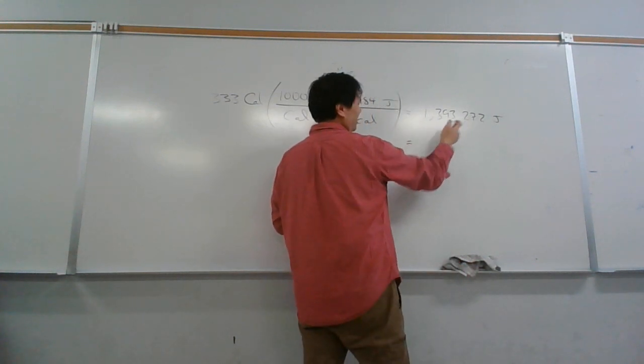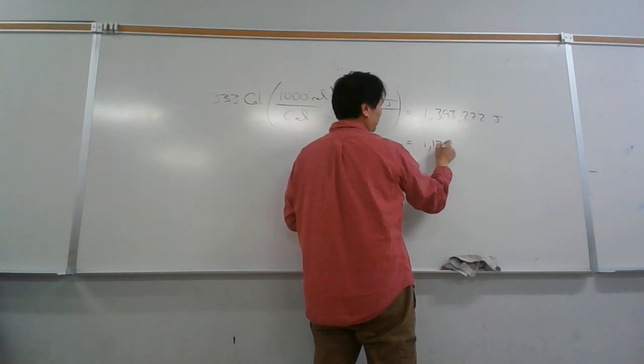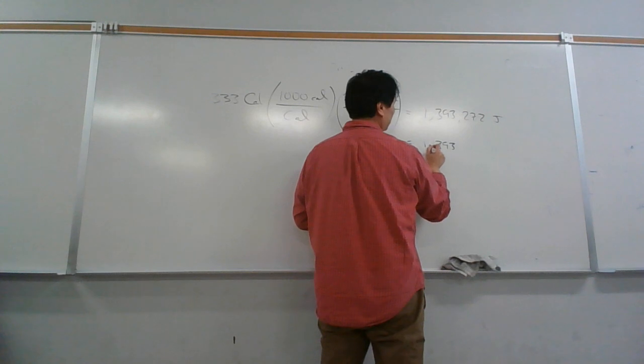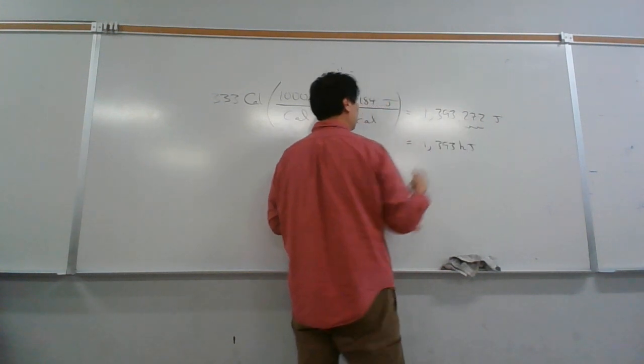Okay, to figure out how many kilojoules, well, we can just multiply it or move the decimal. This would be 1,393 kilojoules. I'm moving the decimal to the other.